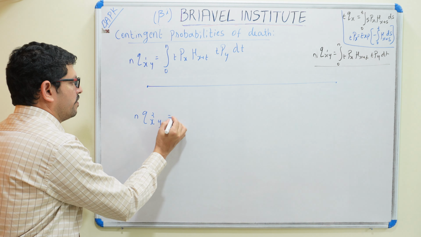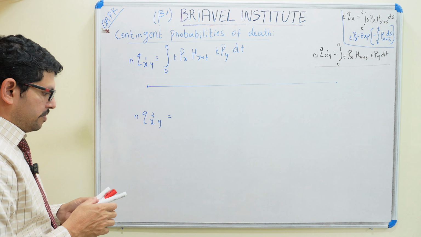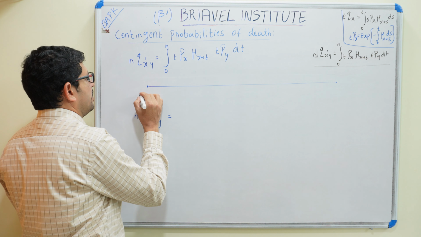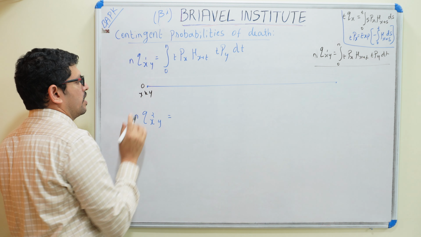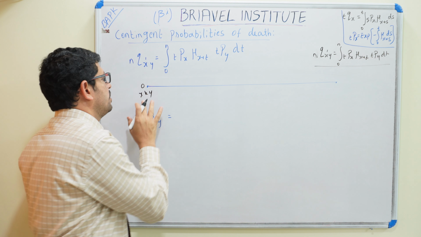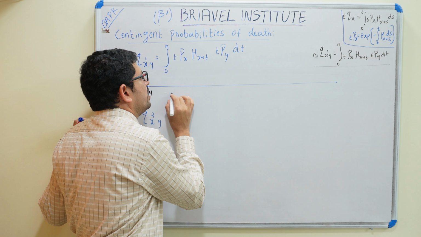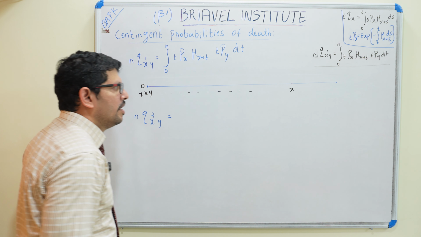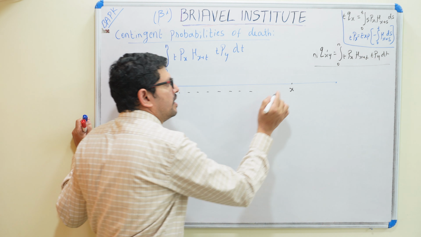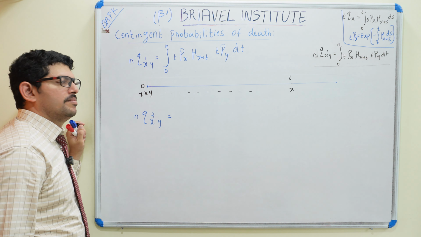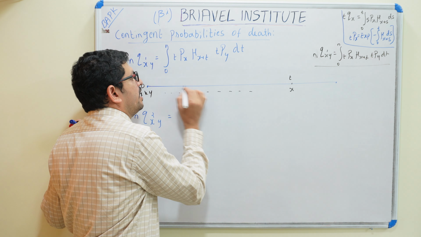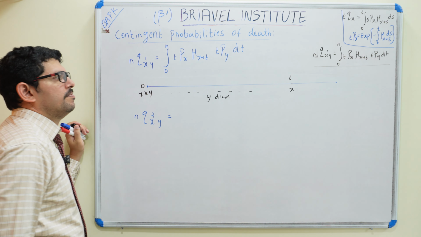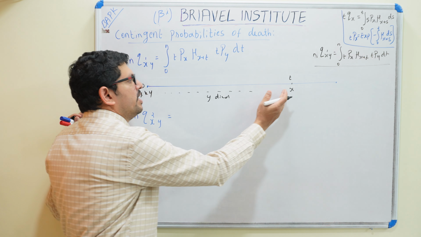So what will happen? We draw the timeline. X and Y are alive at time 0, and life is going. X dies here at time T, but Y has already died before the time T. Y already died in between, before the time T.